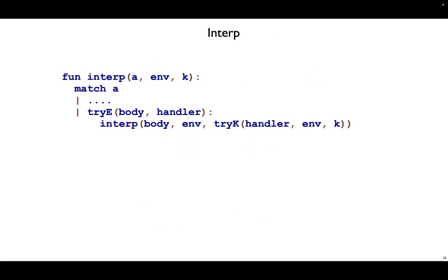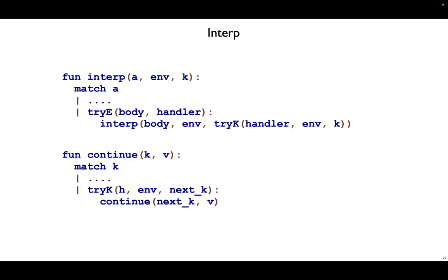The first step in interpreting a try expression is to run the interpreter on the body expression. So we interpret the body, but we need to remember that handler. So we set up a new continuation, try k, and that has the handler expression and its environment attached. Next, inside continue, if we reach the try k case and we've got a value, that means that the body expression evaluated successfully. And so we can continue using that value. We don't need to use the handler because the body didn't raise an exception.